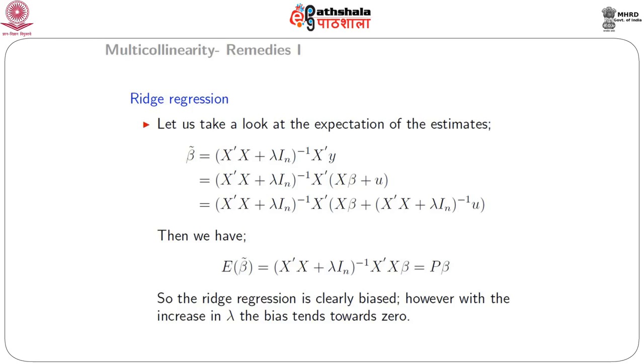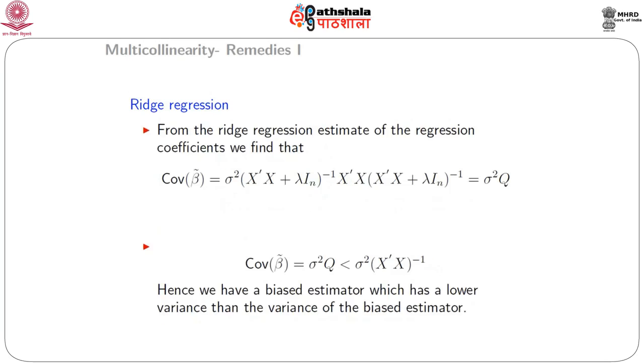From the ridge regression estimate of the regression coefficients, we can find that the covariance of beta tilde is given by σ² (X'X + λI)^-1 X'X (X'X + λI)^-1. A few steps of matrix algebra will help the reader arrive at this expression. I have not derived it here, but I leave it as an exercise for the student.